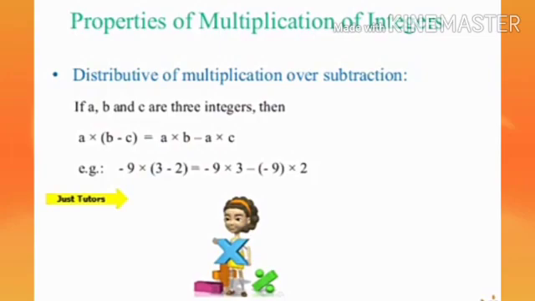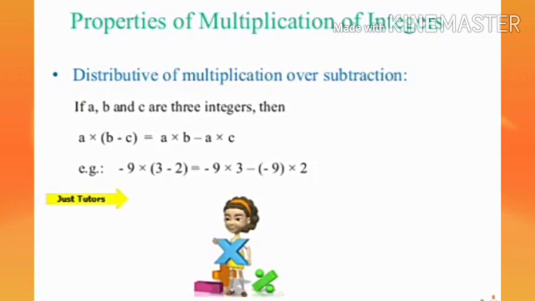Here the last property is distributive property of multiplication over subtraction. In this property, if a, b and c are three integers, then a into b minus c is equal to a into b minus a into c. Here an example is given. In the first case, we can compute minus 9 into 3 minus 2. First, we can remove the bracket. 3 minus 2 is 1. So, minus 9 into 1, which is minus 9.